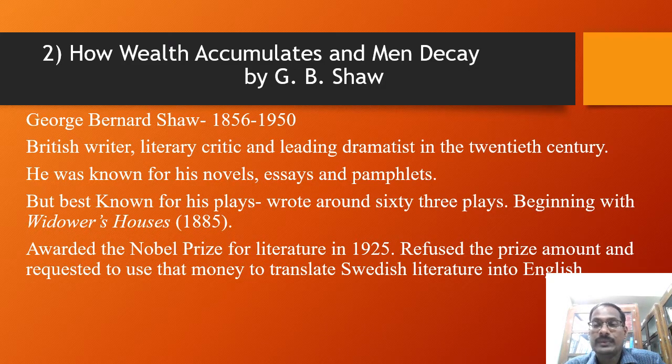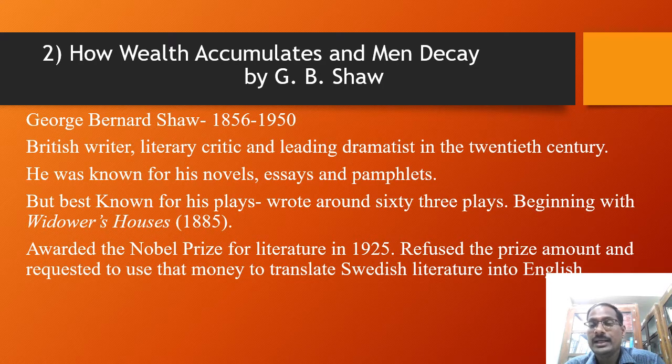For his contribution to the canon of world literature, he was awarded the Nobel Prize for Literature in 1925. But surprisingly, he refused the prize amount and requested to use that money to translate Swedish literature into English. So he wanted that amount to be used for a social or noble cause.